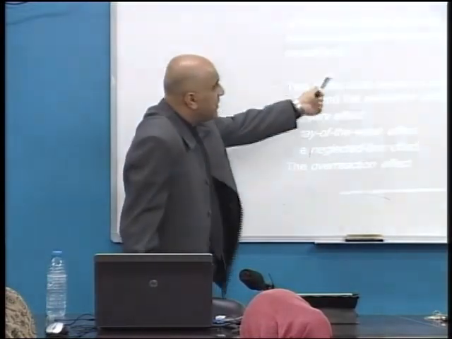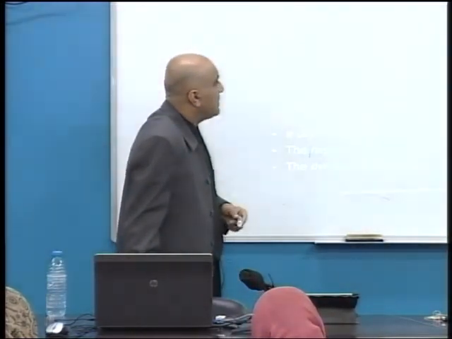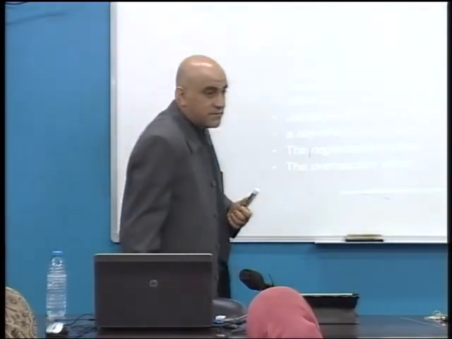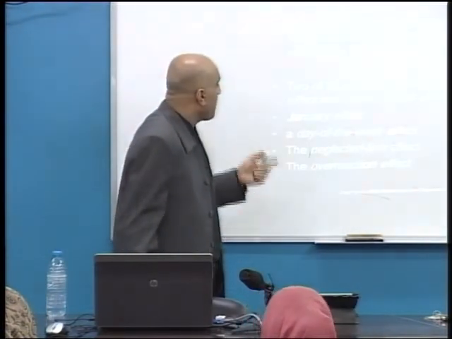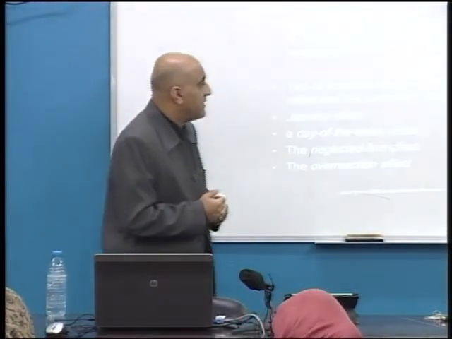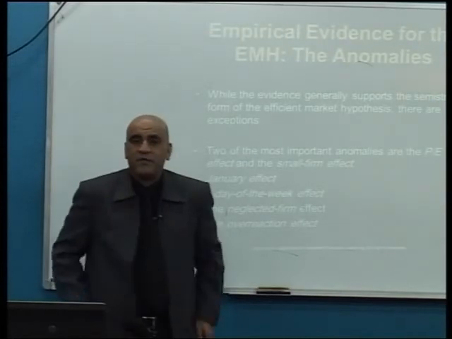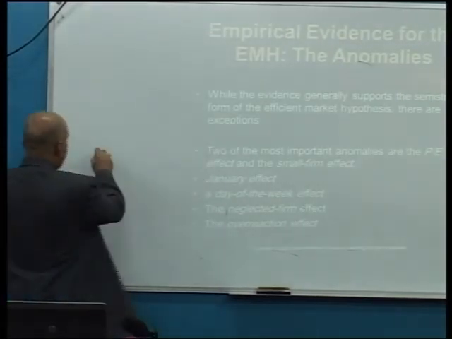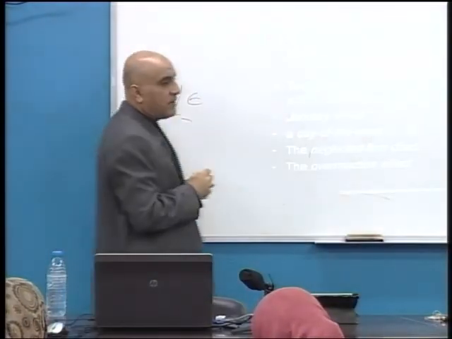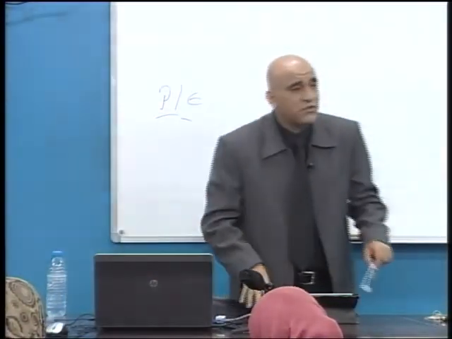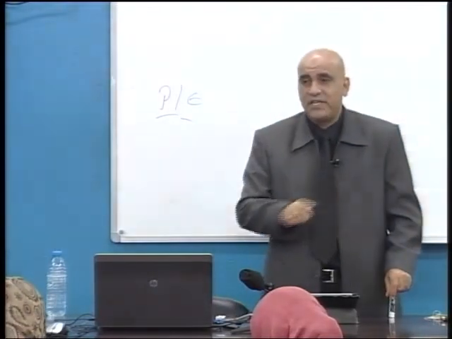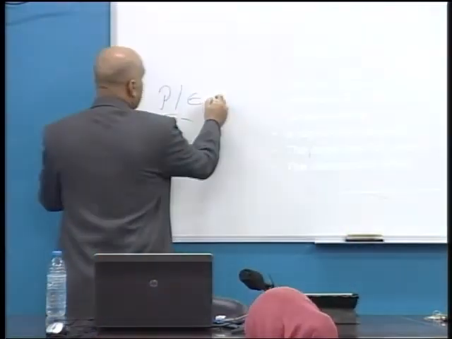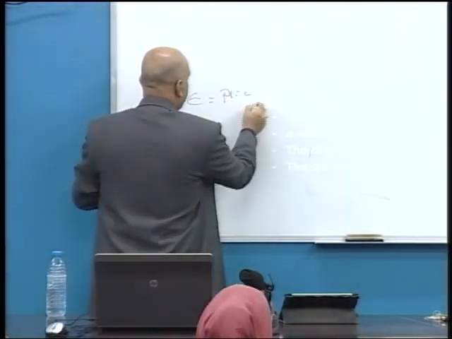While the evidence generally supports the semi-strong form of the efficient market hypothesis, there are exceptions. Two of the most important anomalies are the PE effect and the small firm effect. I told you, I think, in chapter 1 or in financial management, what PE means. The PE is an indicator about fundamentals. The price divided by earnings per share. Price divided by EPS.